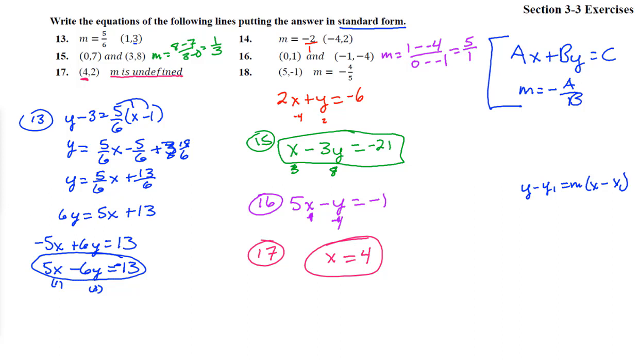And the last one, 18. Slope is a -4/5. That means it's going to be a 4x plus a 5y using this shortcut right here. A is 4, B is 5. And so we write that out equals, and then it has to go through the point (5, -1). You put a 5 there and a -1 there. 4 times 5 is 20, plus a -5 is positive 15. Good.